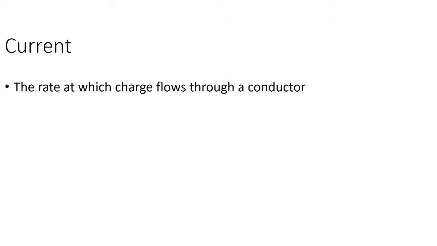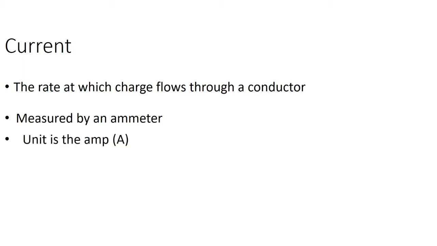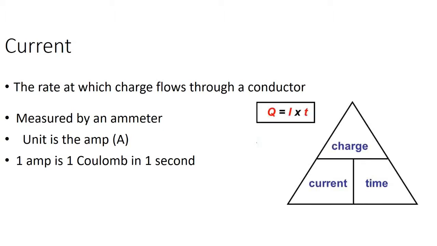Current is the rate at which charge flows through a conductor. It's measured by an ammeter. The unit is the amp. 1 amp is 1 coulomb of charge in 1 second. Here's the triangle.